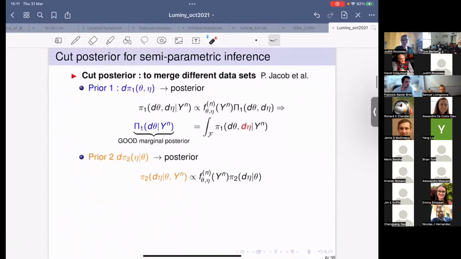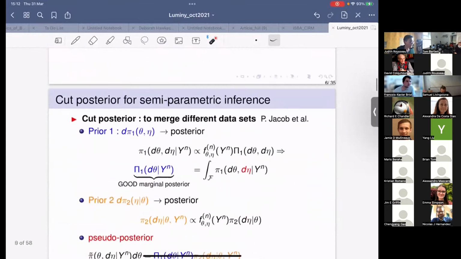Now, because it's been chosen like that, it's not necessarily well behaved for eta. So what you're going to do is consider a second prior, which is targeting eta. For instance, if eta is a function, a density, you might put Dirichlet process mixtures on that, or whatever your favorite prior on eta is, which potentially depends on theta. So you can look at it as a conditional distribution on eta given theta. And then from that, you can recover the conditional posterior distribution associated with pi2 on eta given theta and Yn, which is the likelihood times the prior.